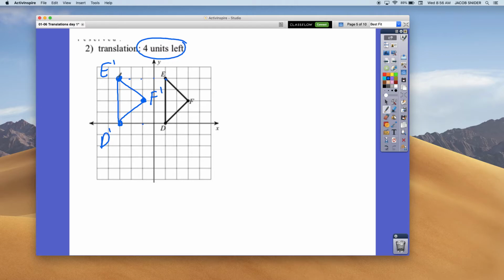There's our new shape. Any questions about this, guys? Any struggles there? I don't think it should be too bad today, hopefully. Hopefully you're getting it. All right, let's keep going.